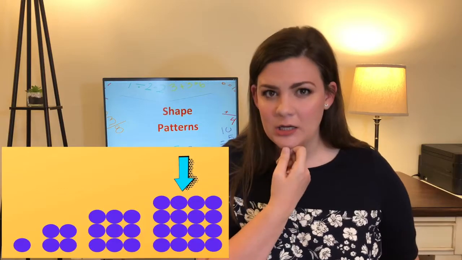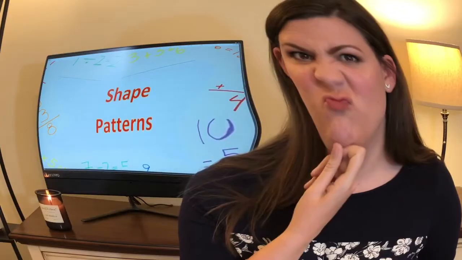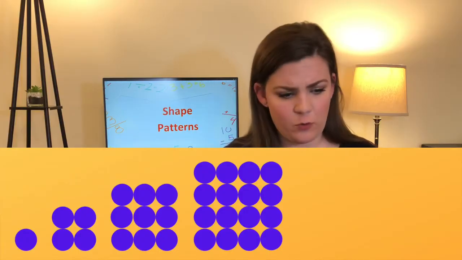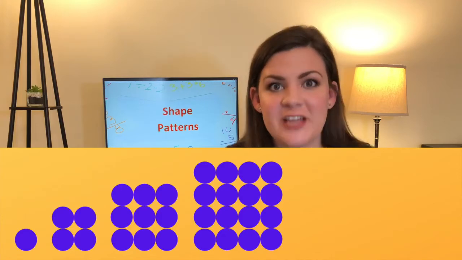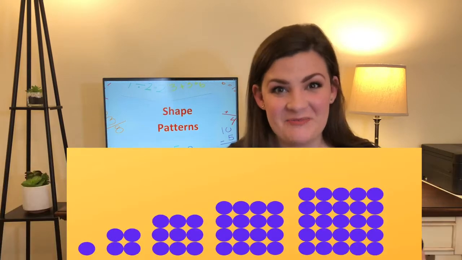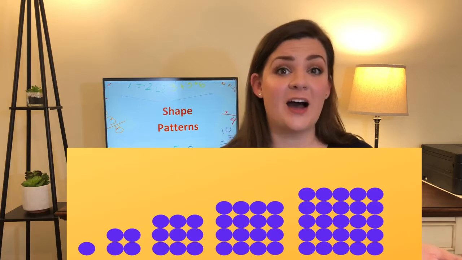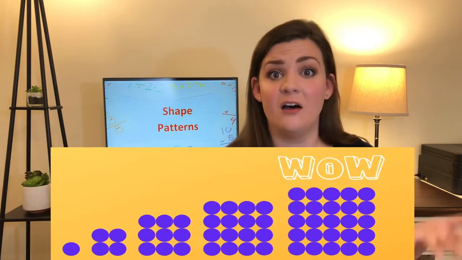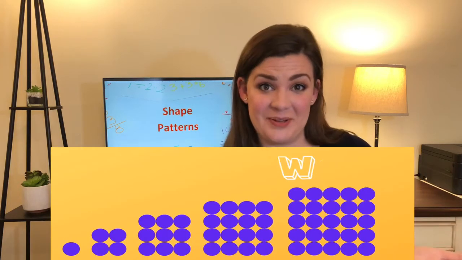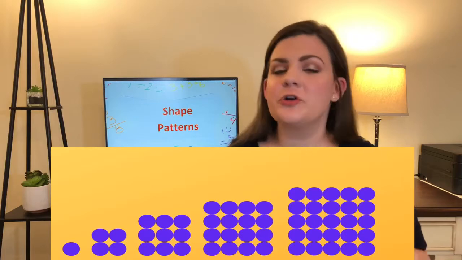So we could assume that the next term in this pattern would have how many rows and how many columns? 1, 2, 3, 4. Did you say 5? Awesome! The next term in this pattern would have 5 rows and 5 columns of circles still in a square shape. Let's look at some more shape patterns that are a little more difficult.